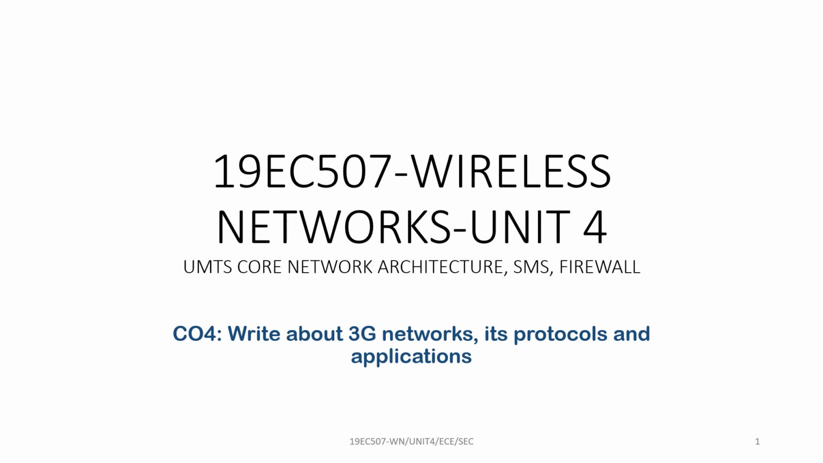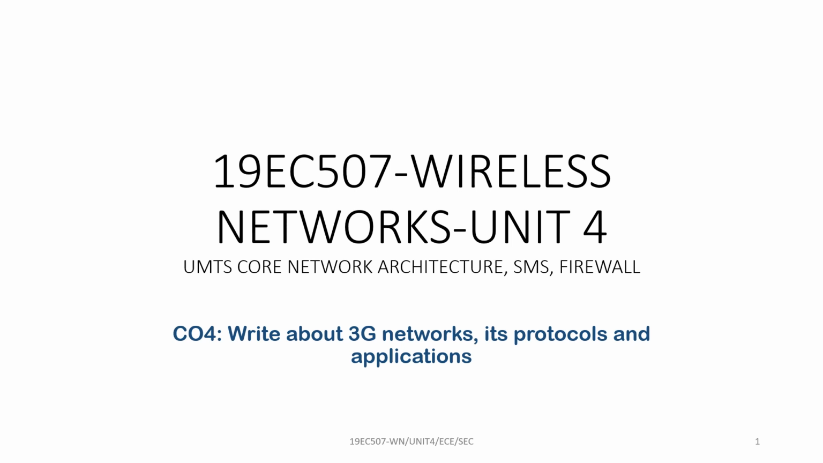Hello students, in today's topic of discussion, we will learn about the UMTS core network architecture, its functionalities, then the functions of SMS, 3G, and then firewall considerations. These topics are covered under the course Wireless Networks 19 EC 507, 4th unit.